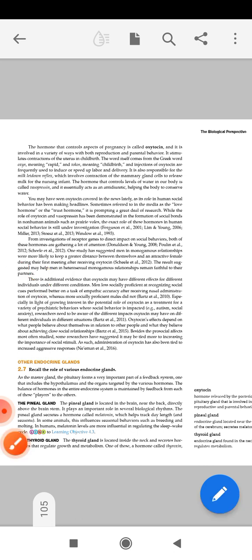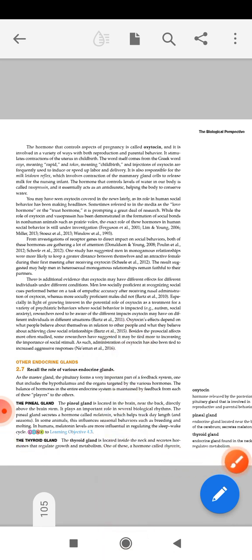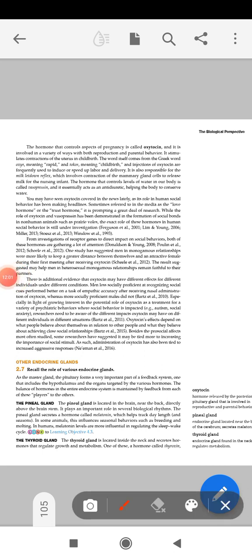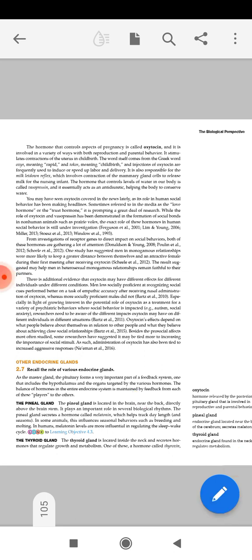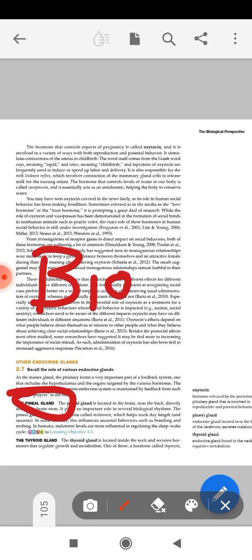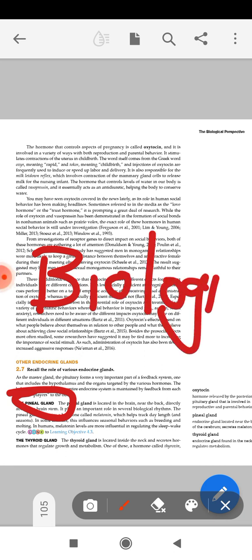Some other endocrine glands: the pineal gland, which is located behind the pituitary gland, as we saw in our image, near the back, directly above the brainstem. The pineal gland is associated with the management of our biological clock. You may have heard about the biological clock in the news. It works in regulating the sleep and wake cycle of humans.